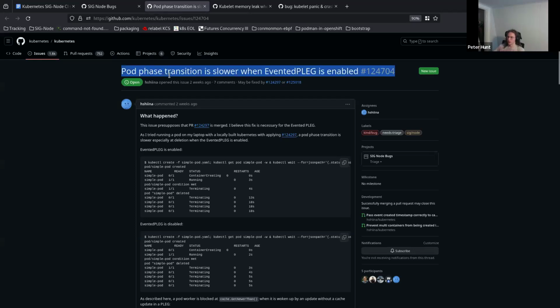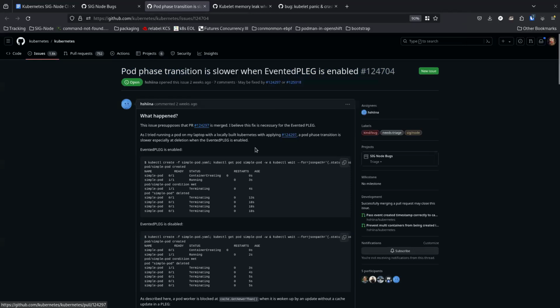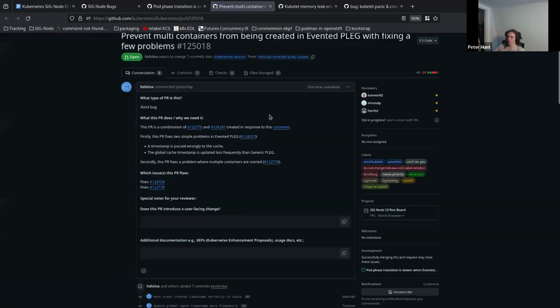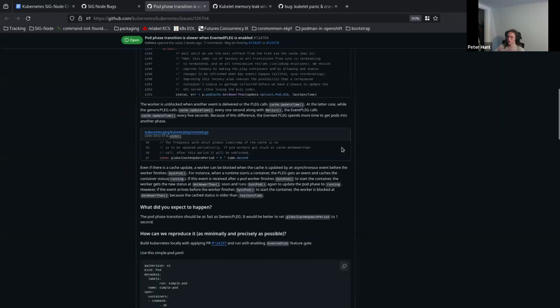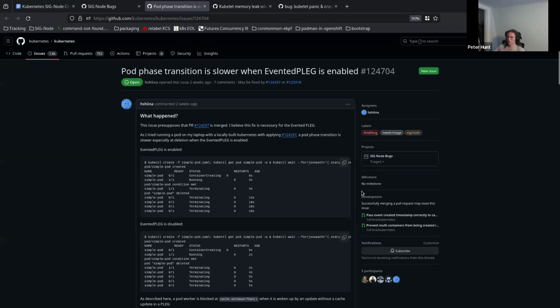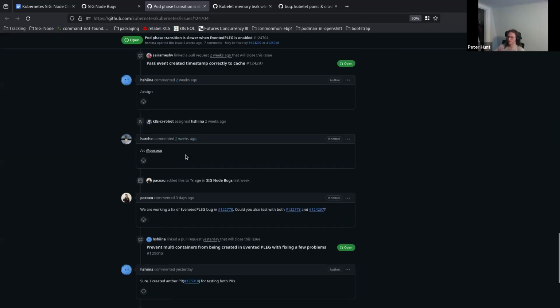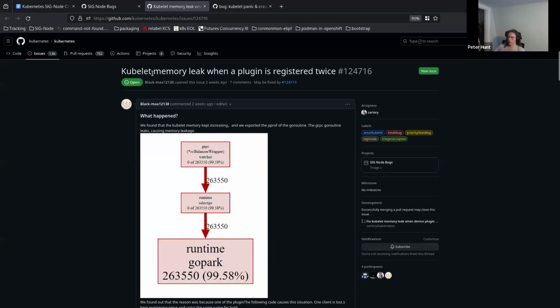Pod phase transition is slower when the feature flag is enabled. I think it's the same person who is sending PRs for the other PR that we talked about. Yeah, I'm wondering if this is the one we just did. Cool. So the group can consider this triaged. I got some folks looking at it. Kubelet memory leak when a plugin is registered twice.